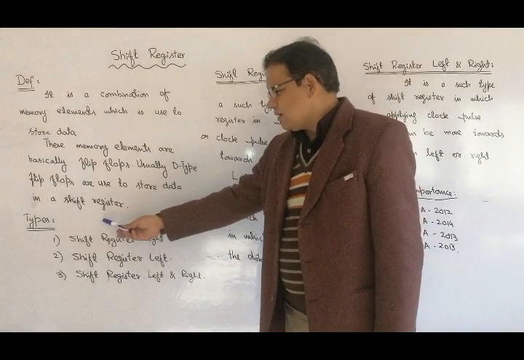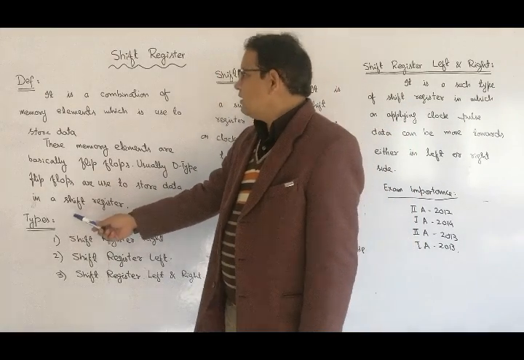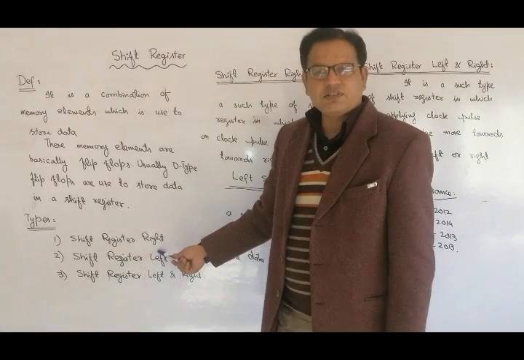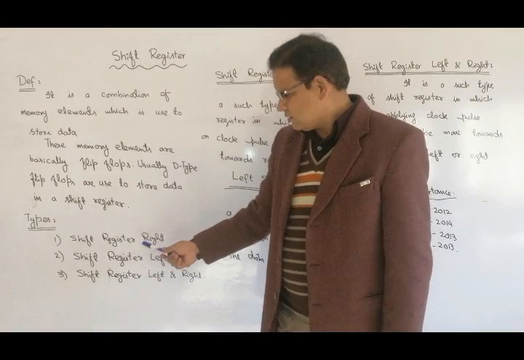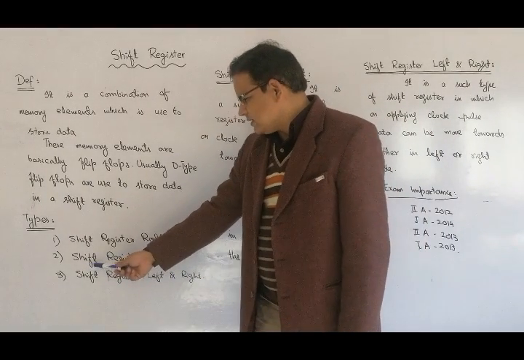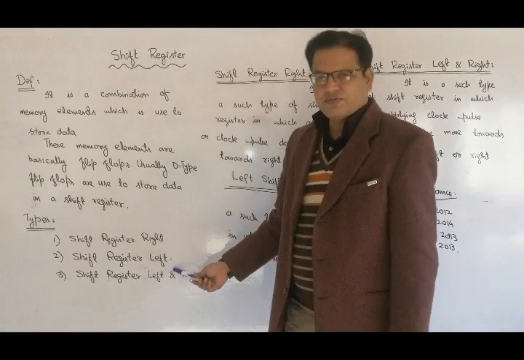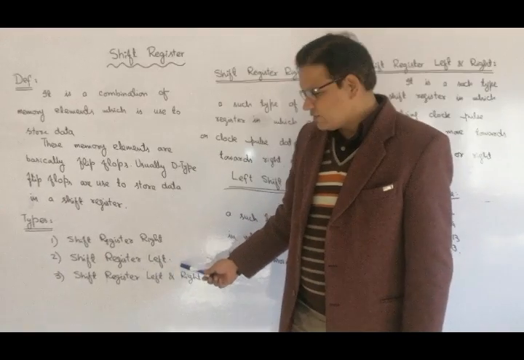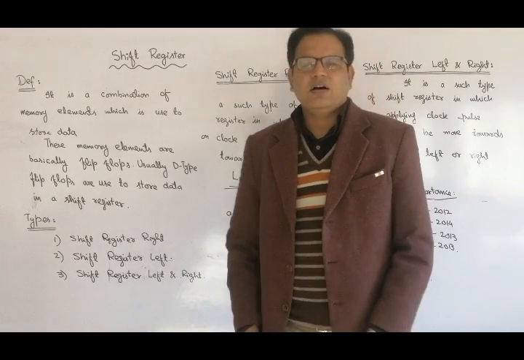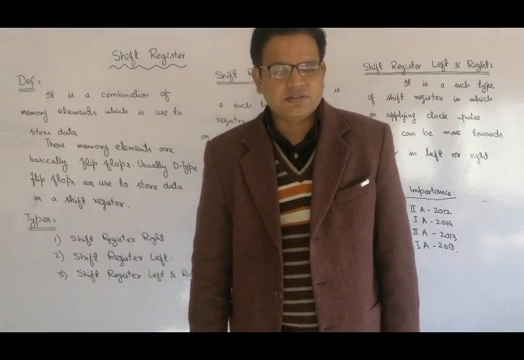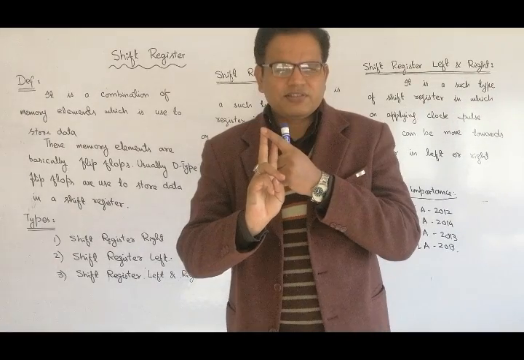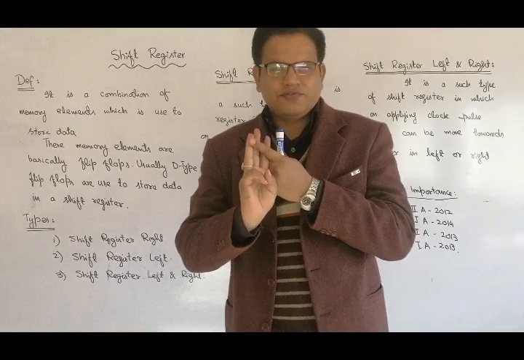Now we cover the types of shift registers. There are three types: number one, the right shift register; number two, the left shift register; and number three, the right-left shift register.